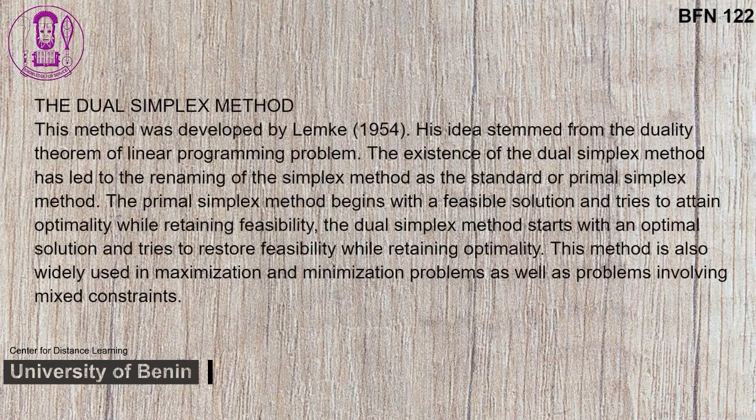The dual simplex method. This method was developed by Lemke, 1954. His idea stemmed from the duality theorem of linear programming problems. The existence of the dual simplex method has led to the renaming of the simplex method as the standard or primal simplex method. The primal simplex method begins with a feasible solution and tries to attain optimality while retaining feasibility. The dual simplex method starts with an optimal solution and tries to restore feasibility while retaining optimality. This method is also widely used in maximization and minimization problems as well as problems involving mixed constraints.